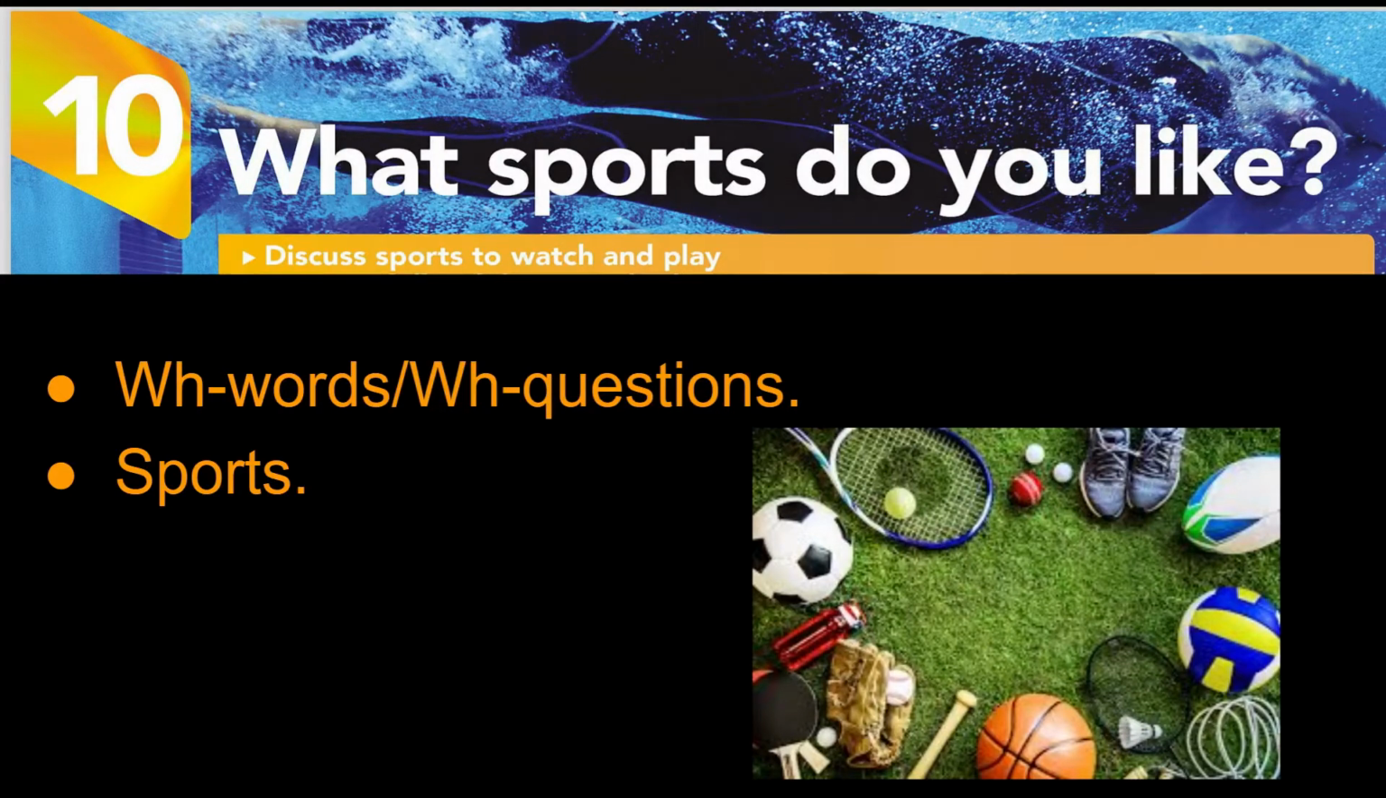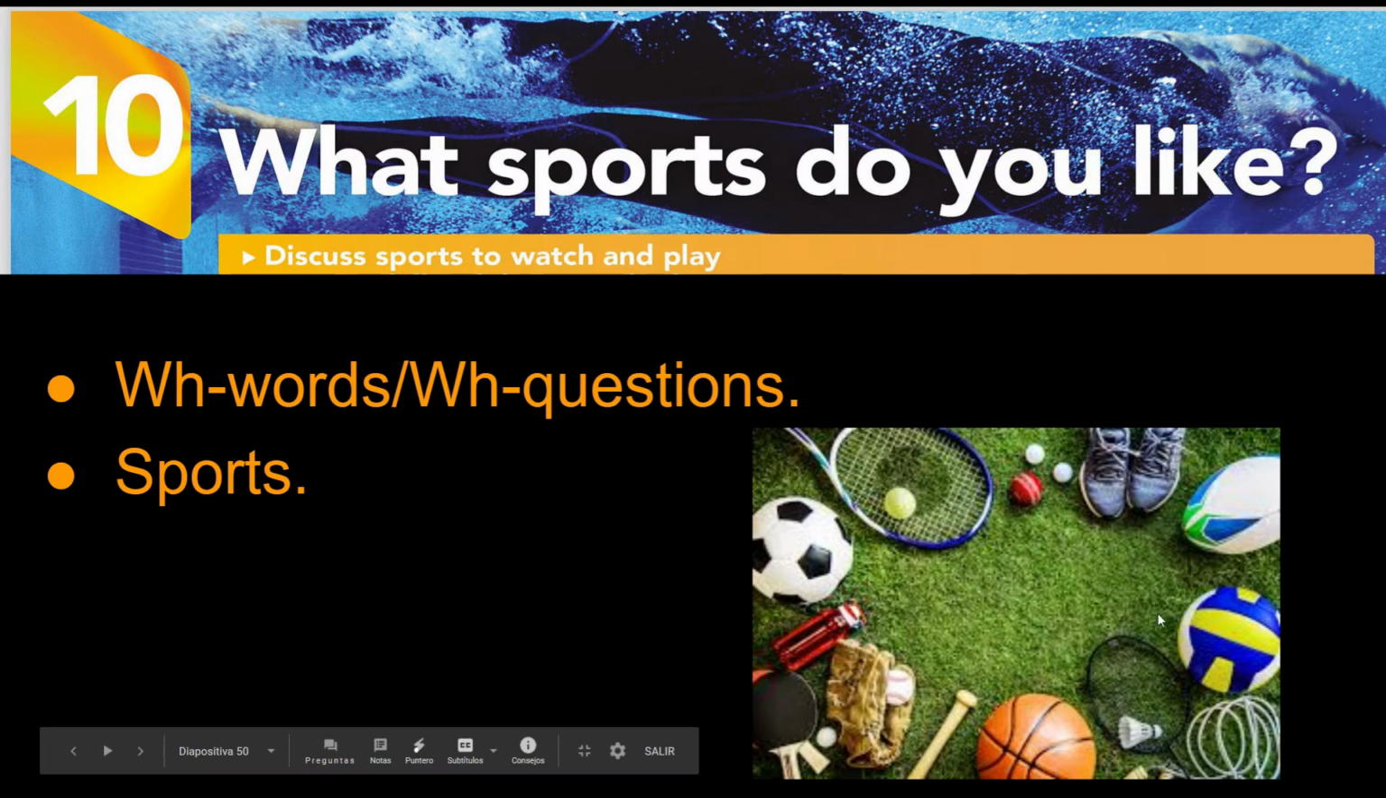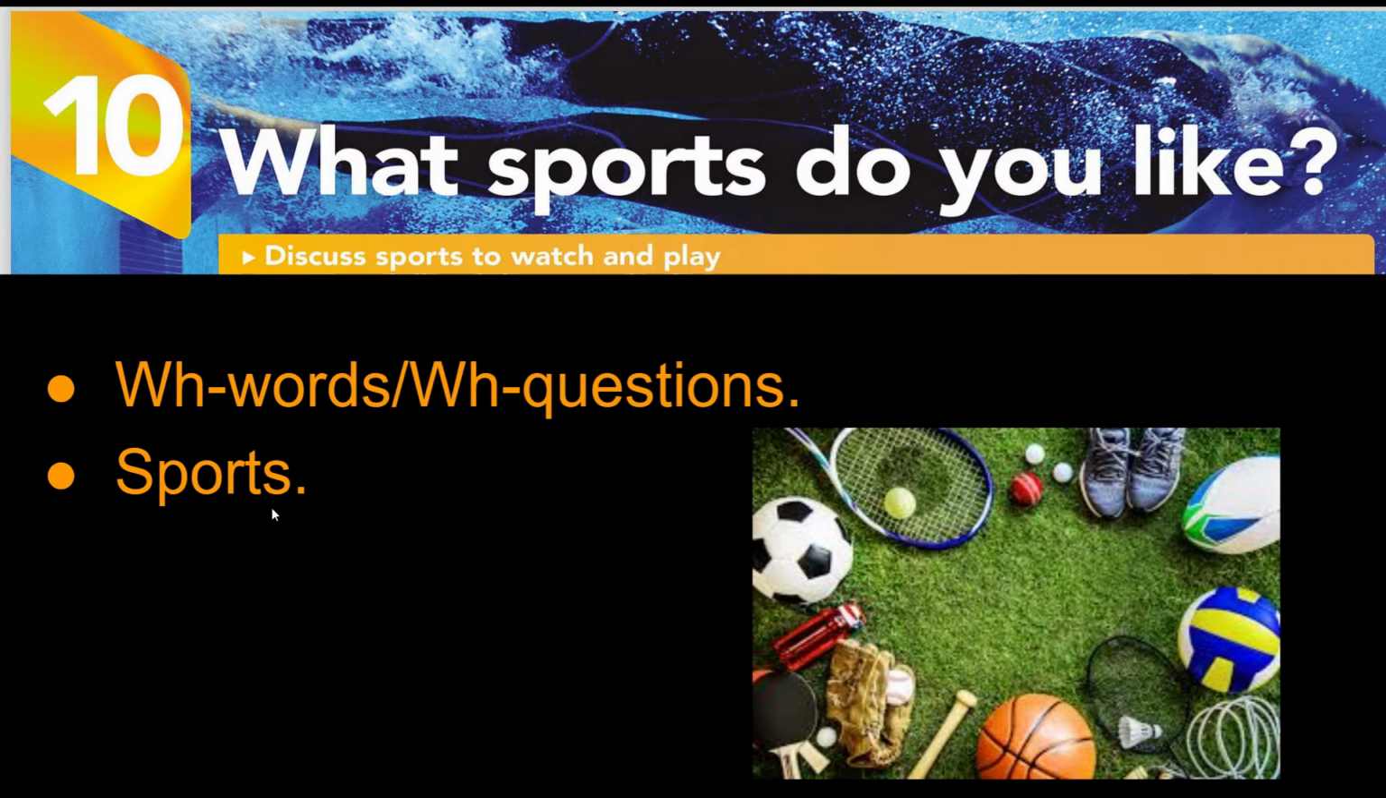In this case, we are on Unit 10. What sports do you like? And the topics we're going to be discussing are WH words or WH questions. And we are going to speak about sports. We're going to use sports vocabulary to use the WH words and the WH questions.